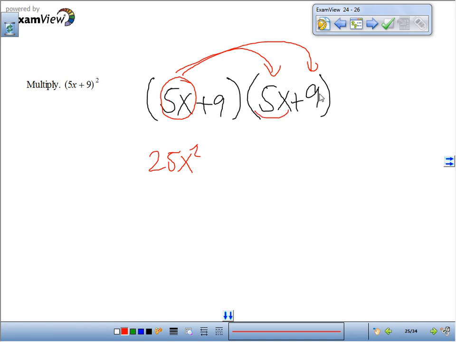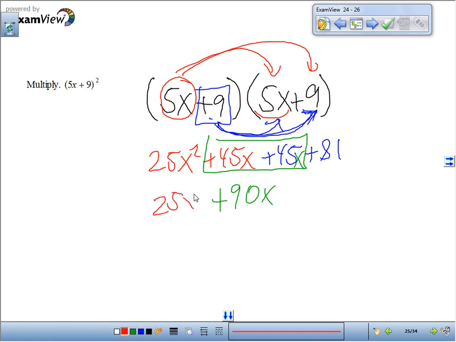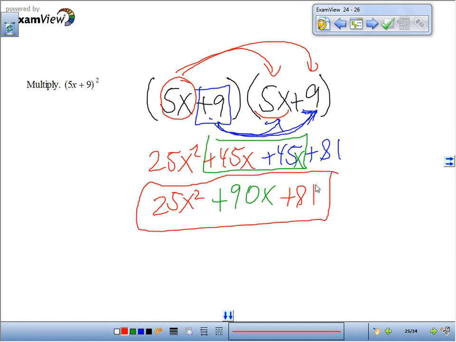Now I go to the second. What is 5 times 9? 45, and we carry the x. Are we there so far? Yes. Next, the second term times these two again. Let's see, 9 times 5x, 45x. 9 times 9, that is what? 81. Okay, let's see. Can we combine like terms? Yes. 45x plus 45x, 90x. Bring everything else down. 25x squared plus 90x plus 81, and we're done.